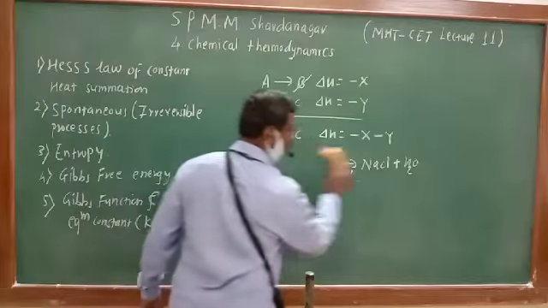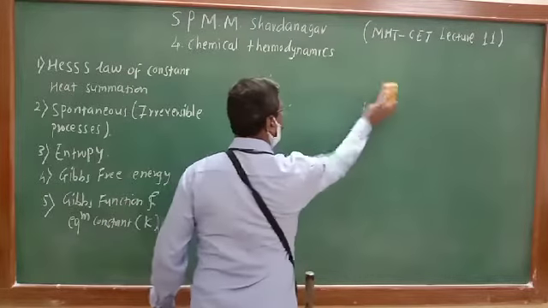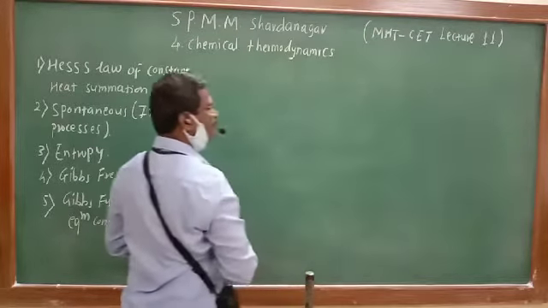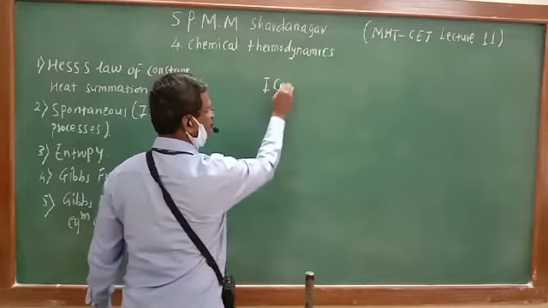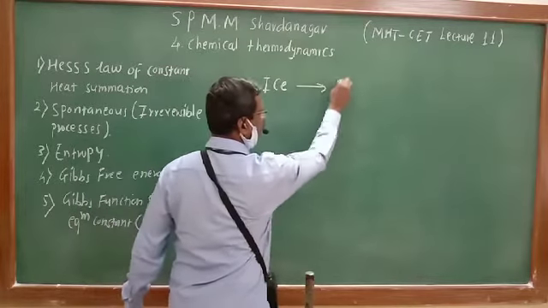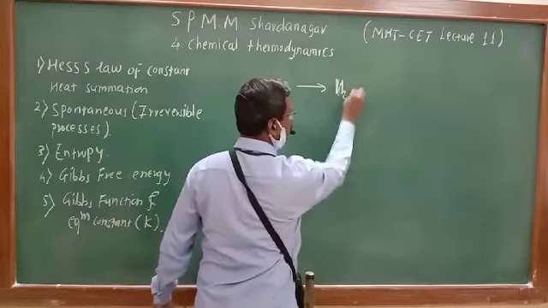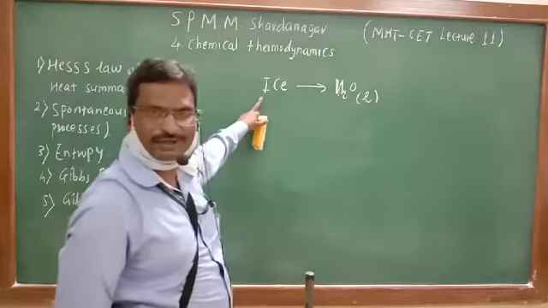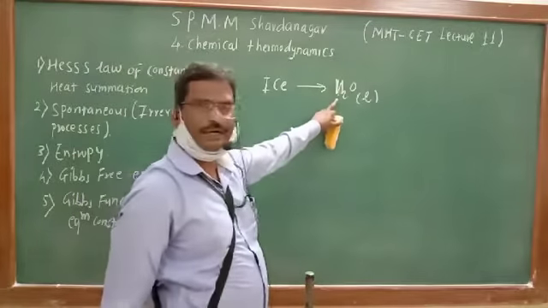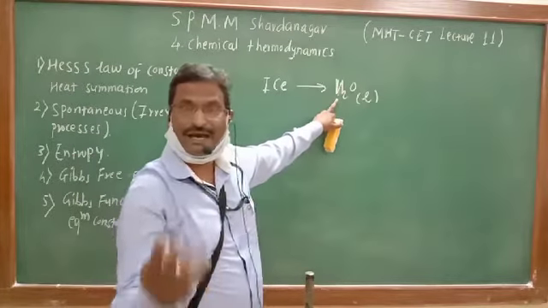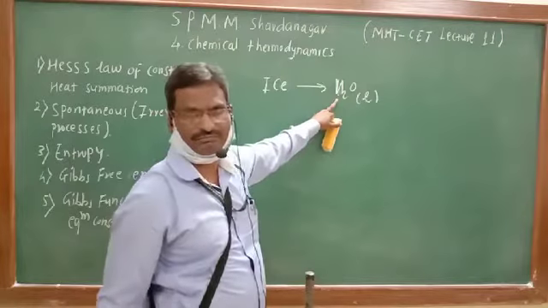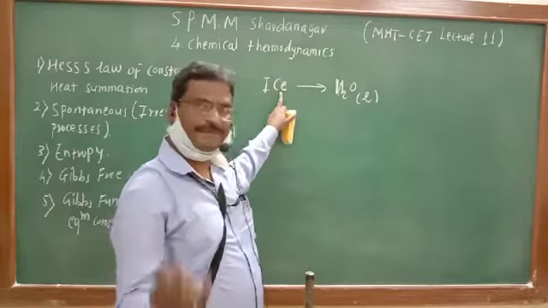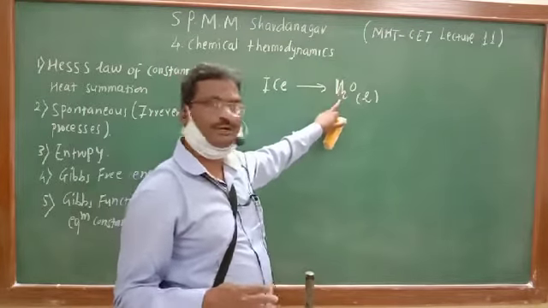But if we see the example of ice, whenever ice is kept open in the atmosphere, it is converted to liquid water by absorption of heat. Ice absorbs heat and is converted to liquid water.